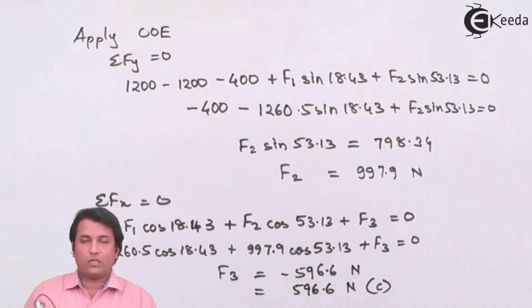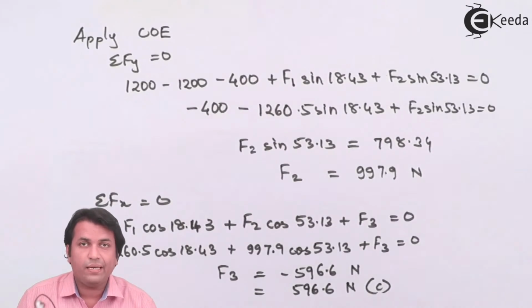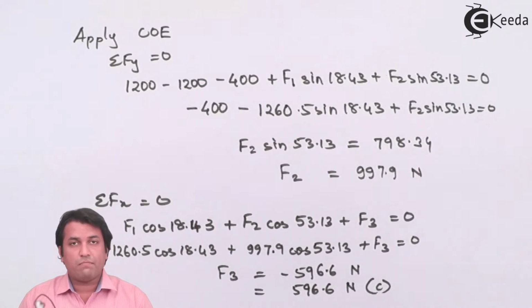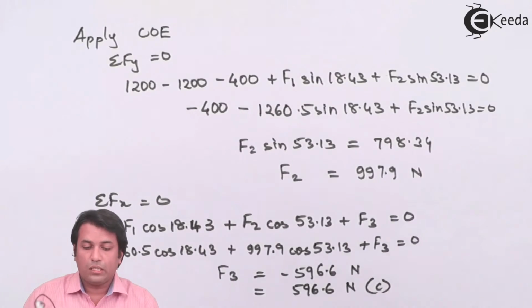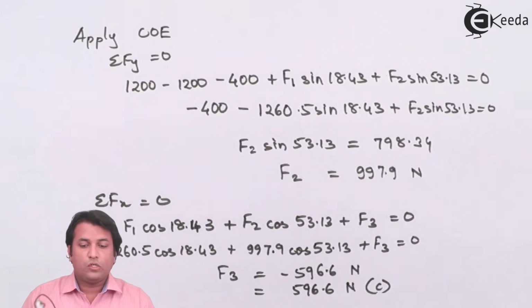So you can see that I have got the value for F3 as negative. That means it is a compressive force. The nature of the force in the member CE is compressive. So by using method of sections, I have found the forces in the three members that was required. Now I'll move on to method of joints.